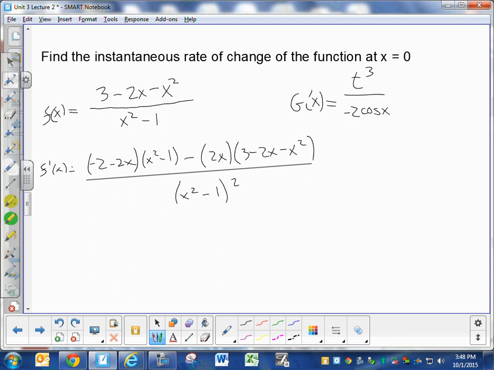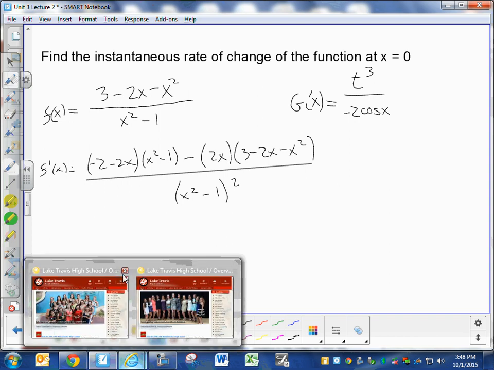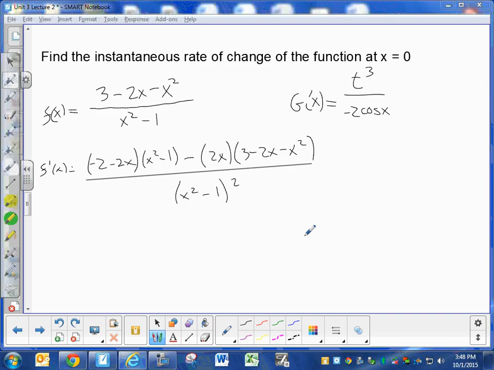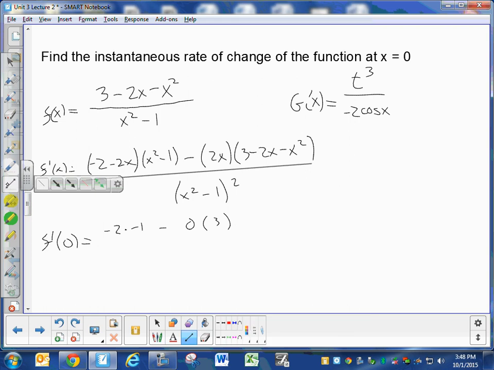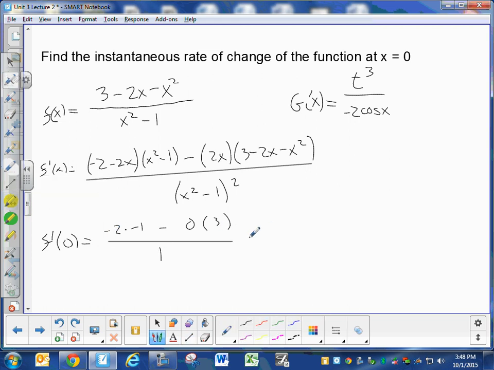And can you simplify this? Sure, I'm sure you could. And go ahead and do it if you want to do that. But all I know is that if I'm plugging in 0, that's going to be an easy calculation to do. I'll just have -2 times -1 in my first thing. I'll have 0 times all this stuff over here, which I don't really care what is, but it ends up being 3. And that would be divided by -1 squared, which is 1, giving me an answer of 2. That is my tangent slope of that function at 0.